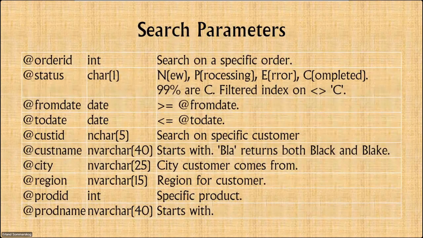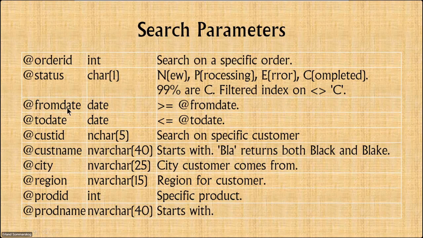And here are the search parameters that will be present in all searches. We will add a few more for some examples, but these are the basic ones. We have an order ID, so that's going to be searching for a specific order. There is a status column in this database, and an order can be either new, processing, an error, or completed. And 99% or more of the orders are C. Therefore, there is an index on the status column, but it's a filtered index. So we have excluded the C values because they are completely pointless to index.